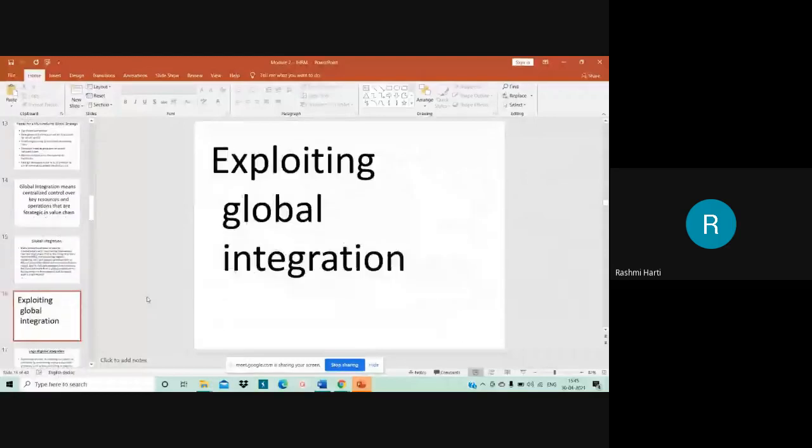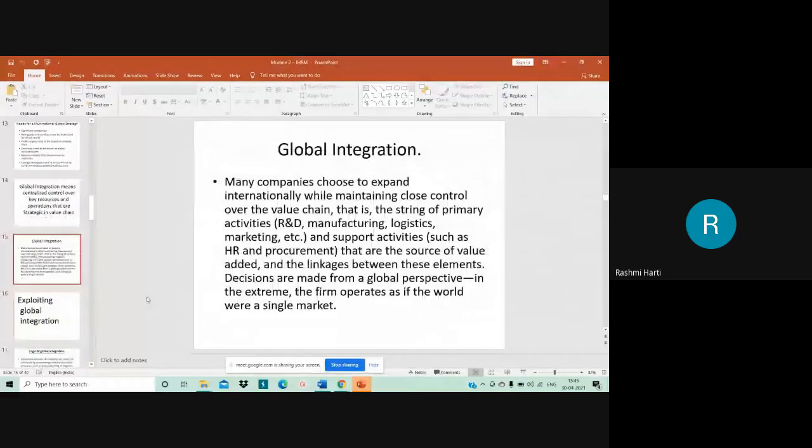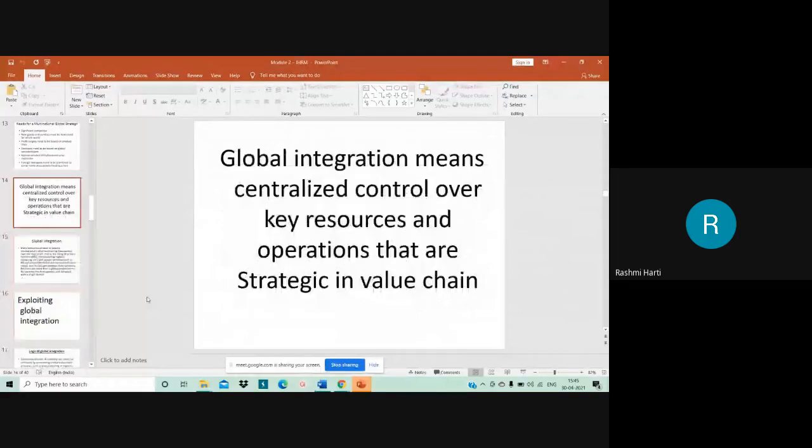Is global integration clearly understood? What do you mean by global integration? Are you able to see the screen? Yes, ma'am. Okay. What is global integration? Can anyone tell me? It is already there on the screen. Can anyone repeat it?